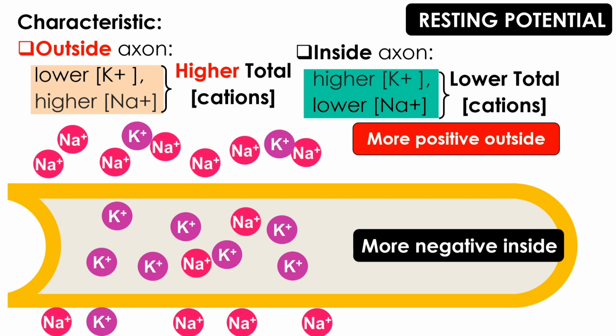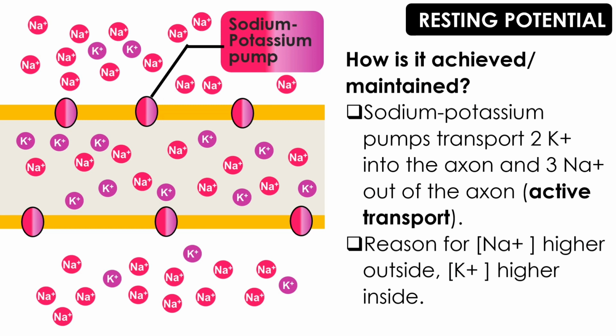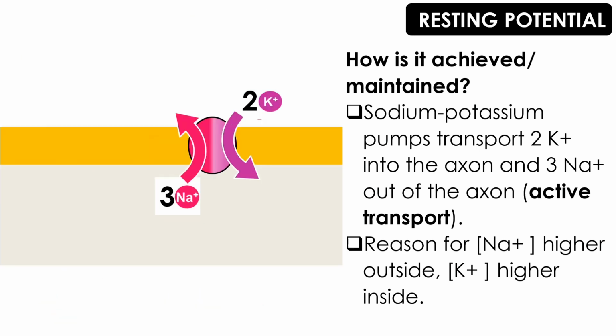Next, why does the inside of the axon have higher concentration of potassium ions while the outside of the axon has higher concentration of sodium ions? This is due to the presence of the sodium-potassium pump, which pumps 2 potassium ions into the axon and 3 sodium ions out of the axon by active transport.